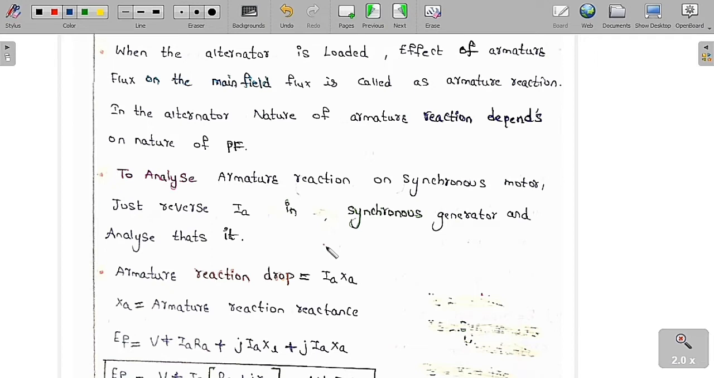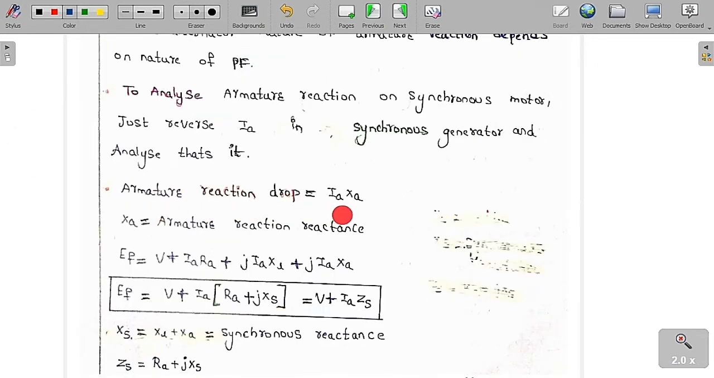So just go for the same analysis as in the case of the generator, reverse the IA by 180 degrees, and whatever analysis you get is for the synchronous motor. This is a very important point. Whatever graphs you remember for the synchronous generator, just reverse the current IA by 180 degrees, and the analysis you get is for the synchronous motor.